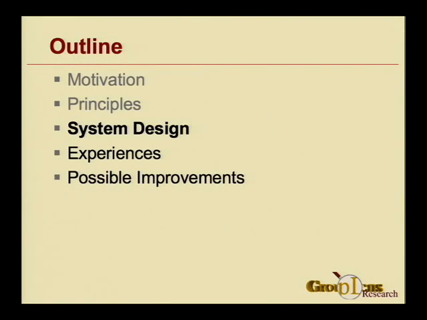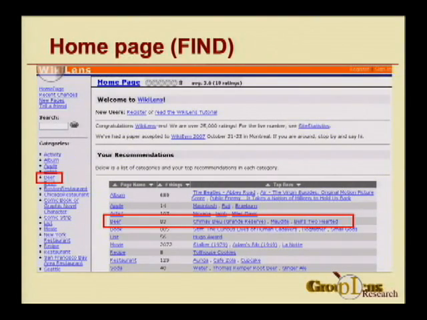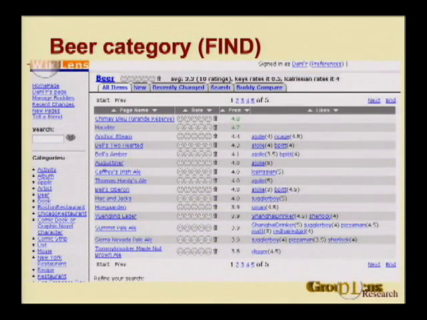So let me talk about the design of our system, WikiLens. If you go to the homepage, wikilens.org, you'll see a link to beer, and you'll also see a few beers that are highly rated in that category. If you click on the beer link, you'll see all the beers in the category with predicted values.